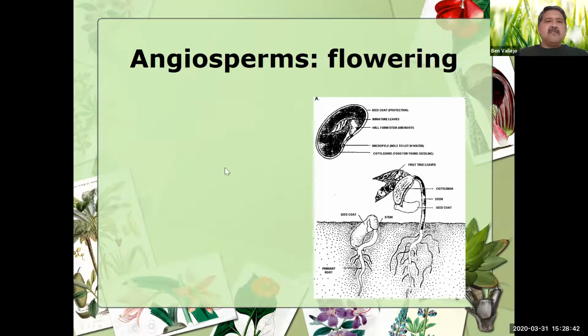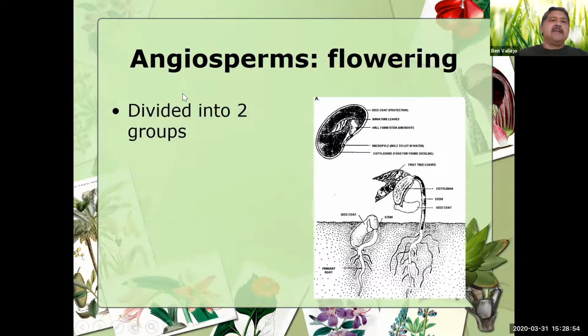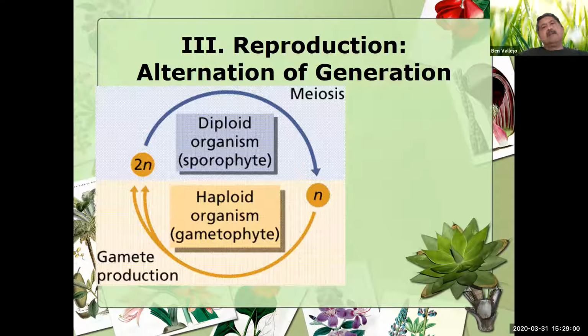And so you also have the gymnosperms and the angiosperms. The angiosperms are flowering plants, and the flowering plants are also subdivided, but they're divided into what we call the monocots and the dicots. I'll explain that more in a little bit.